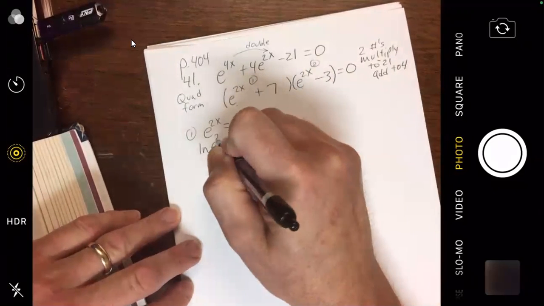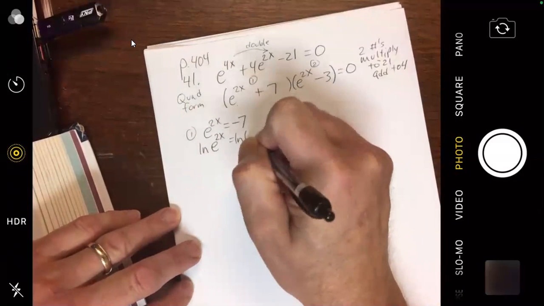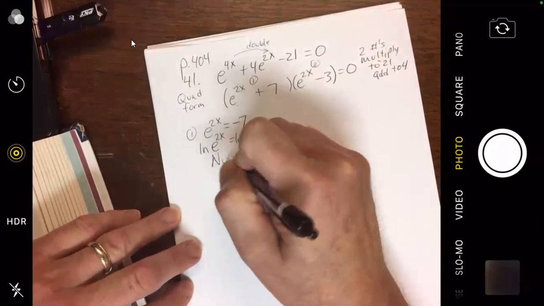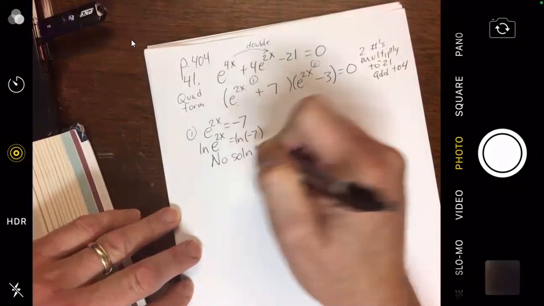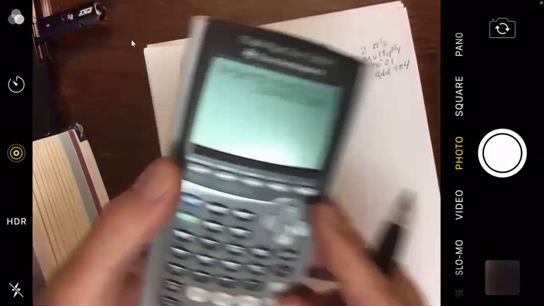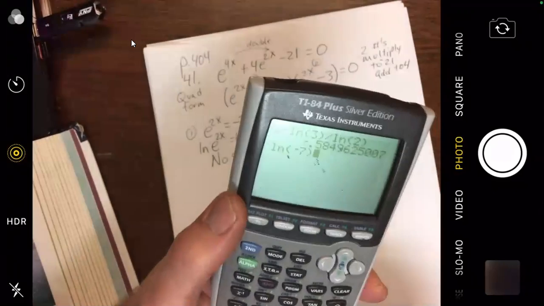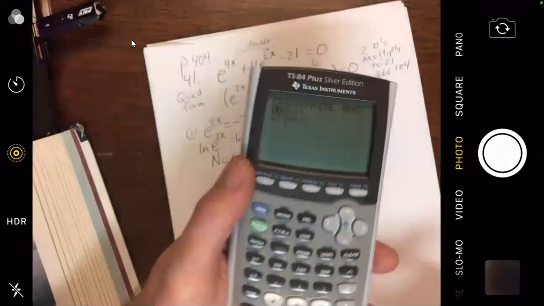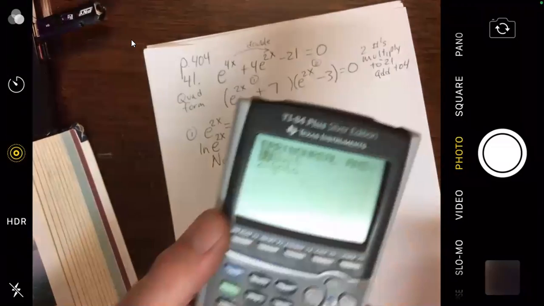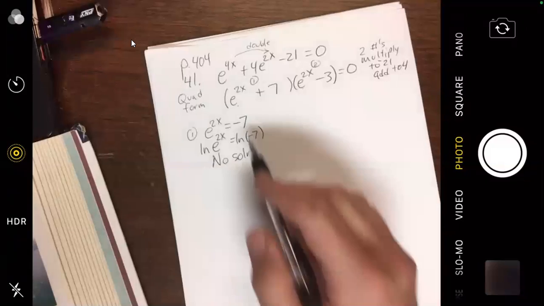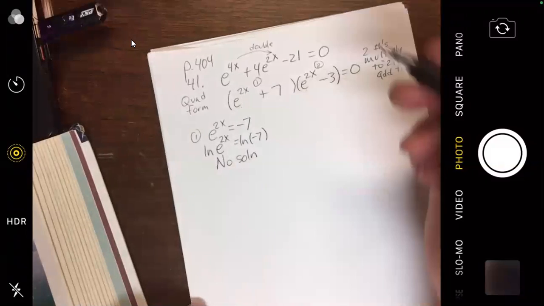Take a log of e to the 2x equals log of negative 7. No solution. If you forget that you cannot use 0 or a negative in a log, you can go log of negative 7 and get an error. No real answer. So that's got no solution. Nothing for x out of this.